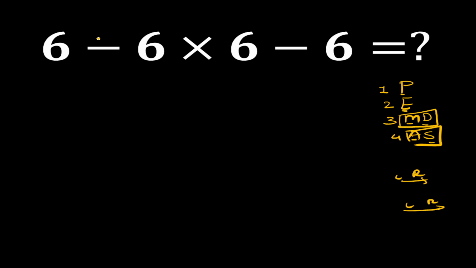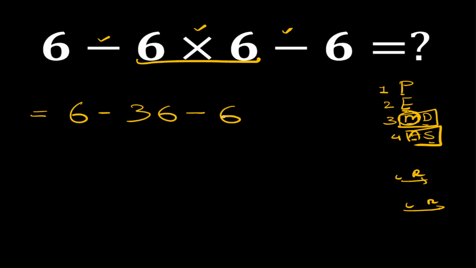So we have to solve it from left to right. So in this question, we have one subtraction, one multiplication, then one another subtraction. So first we have to solve multiplication, right? So now 6 minus 6 times 6 is equal to 36 minus 6. Now here we have subtraction and here we have subtraction. Both have equal priority, so we have to solve it from left to right. So first we have to solve this subtraction.